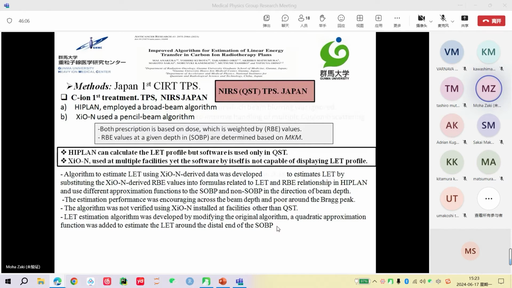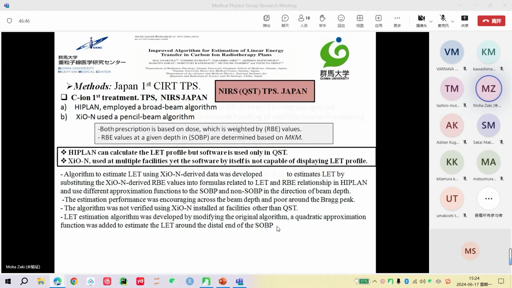Therefore, in 2018, QST developed an algorithm to estimate LET by substituting XiO-derived RBE values into the formula used in HiPlan to describe the relationship between LET and RBE. Then, in the direction of beam depth, different approximation functions were applied to spread-out Bragg peak and non-spread-out Bragg peak to determine the LET profile. This original algorithm was not verified by facilities using XiO rather than QST.